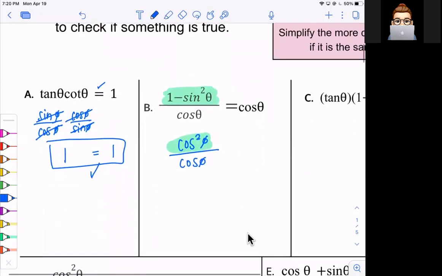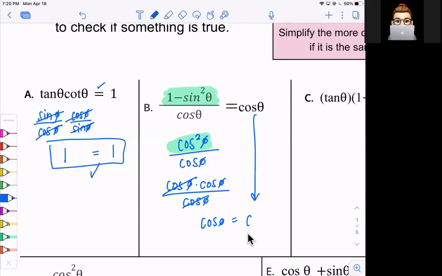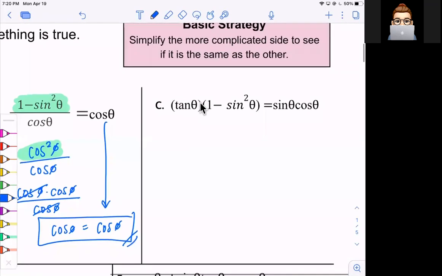So I'm going to simplify this side here. I'd have cosine theta times cosine over cosine. Cancel, cancel, leaves me with just cosine theta equals cosine theta. They are equal to each other. That means that this is correct. All right, so notice we're just translating. We're continuing to use the same ideas of identities, exchanging one thing for its equivalent. All right, let's look at this one.